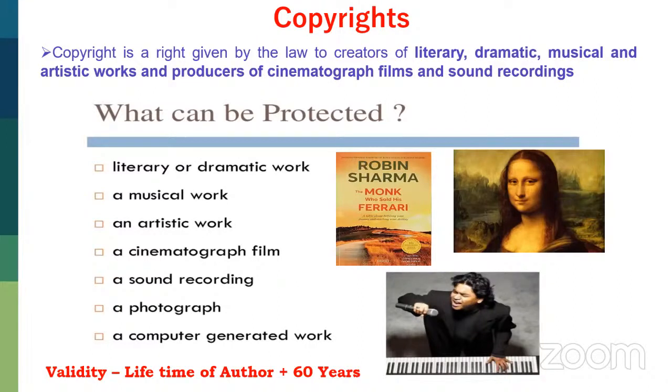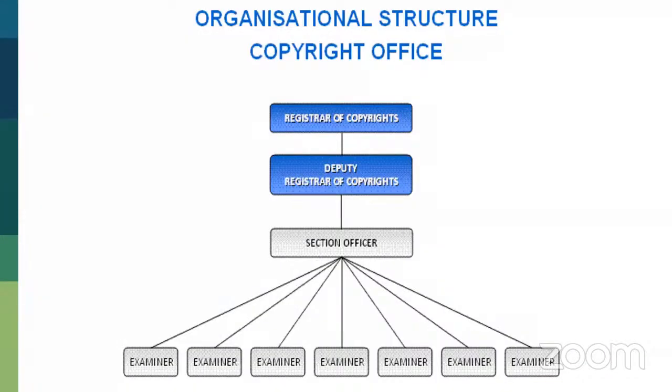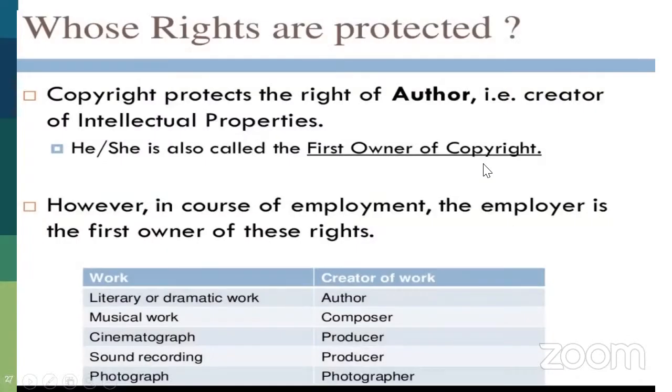And not only that, but you also have computer generated work. Computer generated work may be software or an application developed, whatever it is, that can be protected under this particular law. And the validity of copyright is the lifetime of the author, and after the death also we have 60 years of protection. So this is the processing from the examiner's point of view. Now we can skip this.